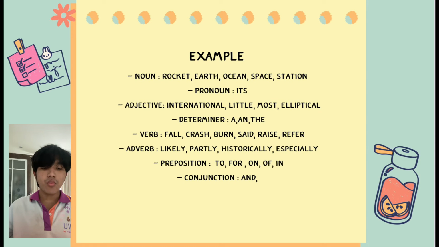Example: noun: rocket, earth, ocean, space station. Pronoun. Adjective: international, little, most, elliptical. Determiner. Verb: fall, crash, burn, set, rise, river. Adverb: likely, partly, historically, especially. Preposition: to, for, on, off, in. And last one, conjunction: and.